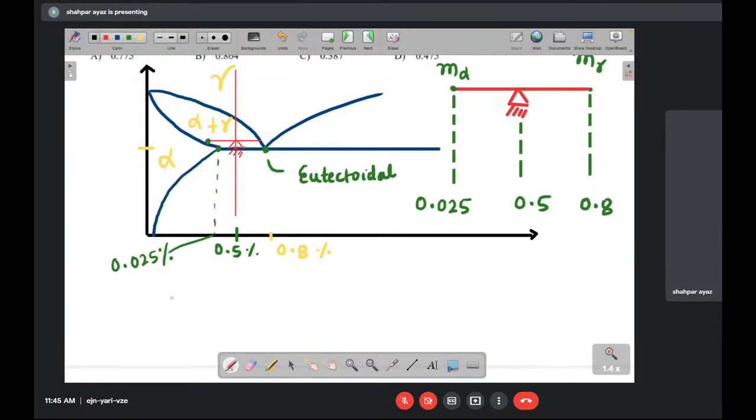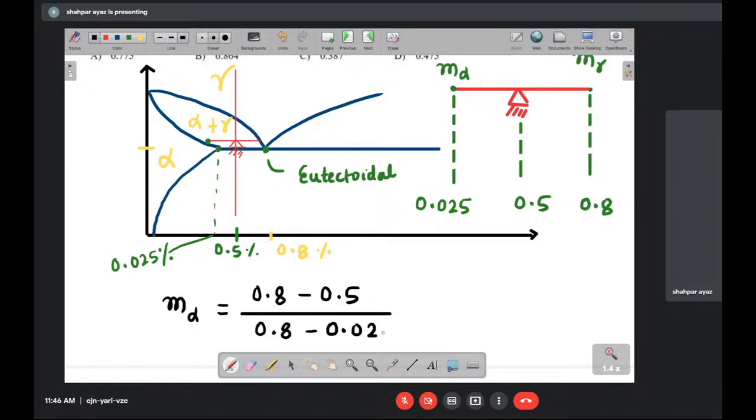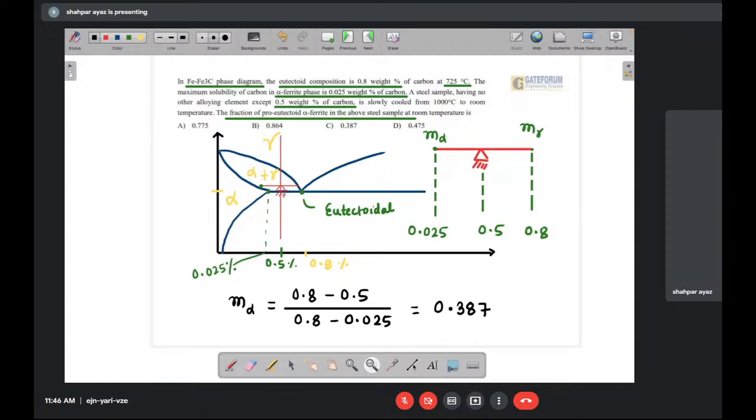So what we are going to get, M alpha is equal to 0.8 minus 0.5 divided by 0.8 minus 0.025. This is 0.387. This is the mass of the alpha. Therefore, the right answer for this sum, which is given in the options, is 0.387. Note down, all of you. Clear, my dear? Very good.